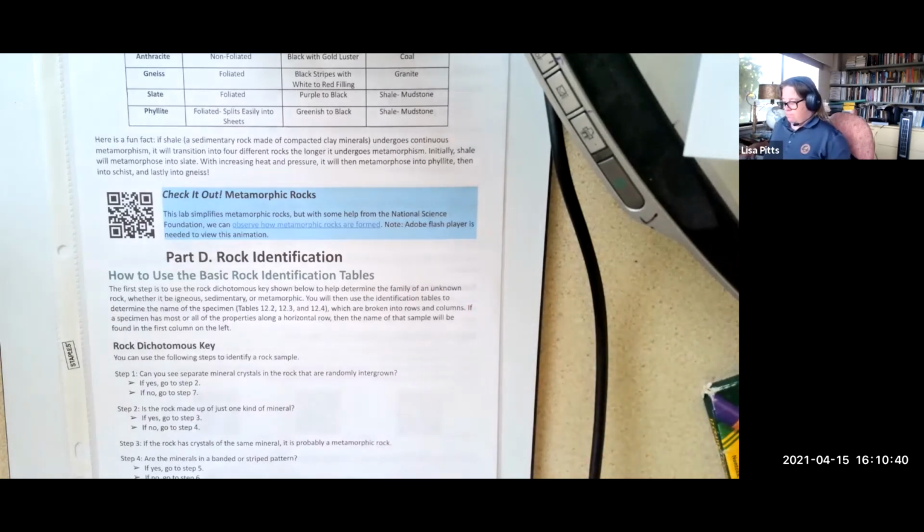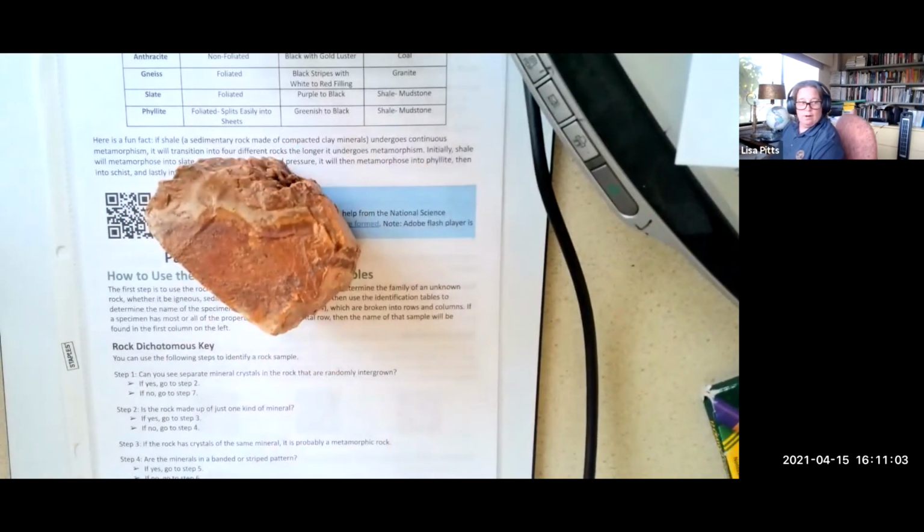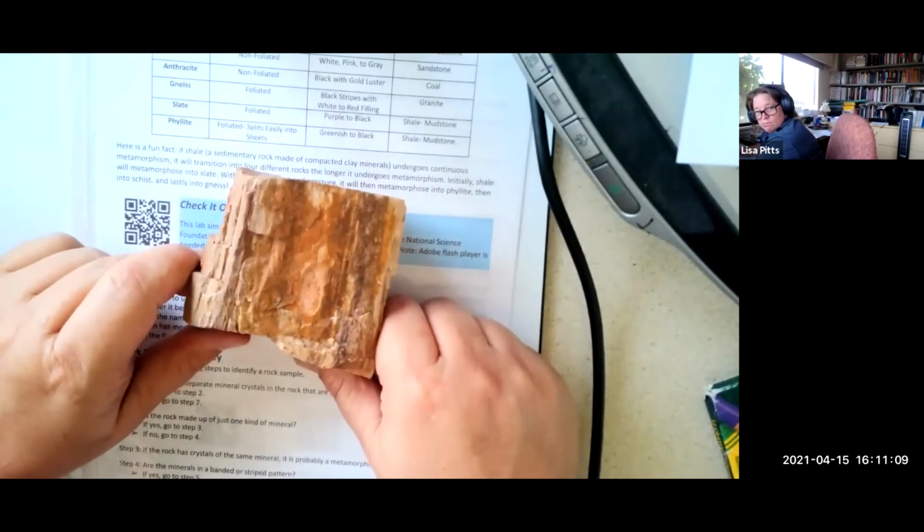So I'm looking for my rock, because I did bring one. Where is it? Is it in your pocket? No. Oh, here it is. All right. So here's my rock. It's not a mineral, it's a rock.